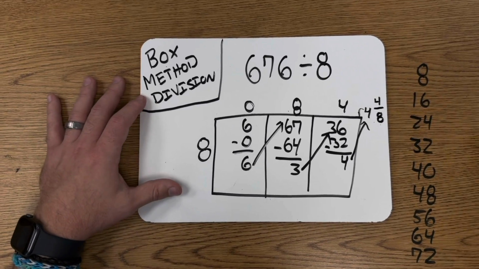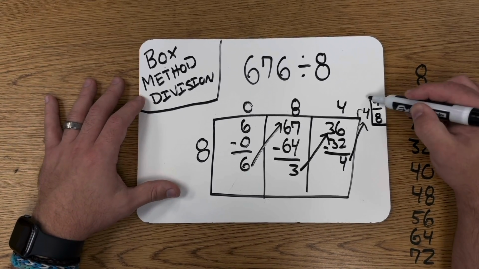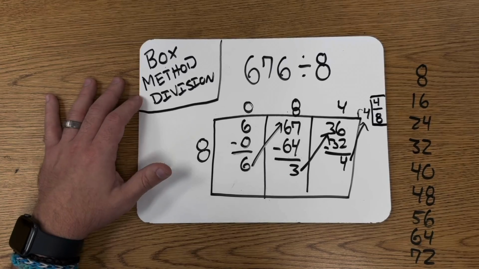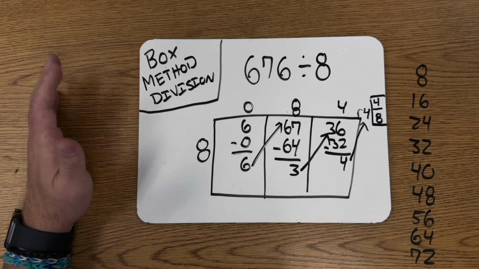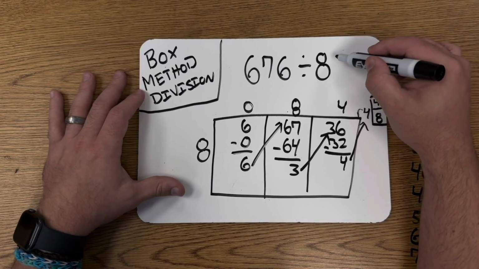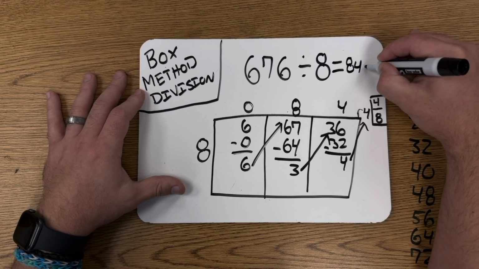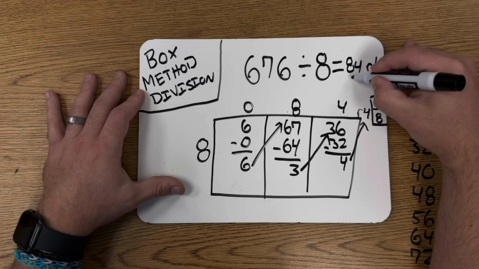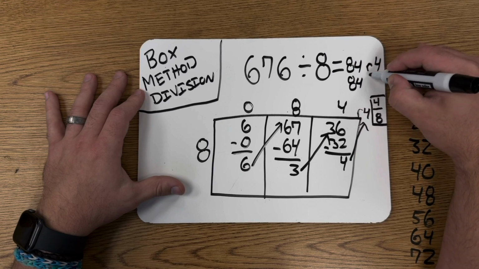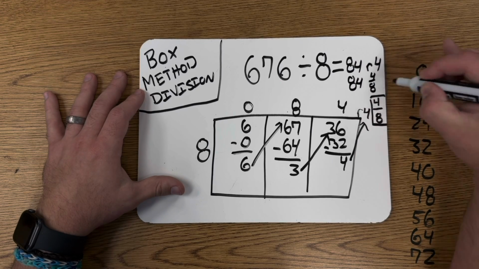4/8. Now in 4th grade, it is not required for students to simplify fractions. Yes, technically that would be 1/2, but it is not a requirement for 4th grade. So 676 divided by 8 is going to be 84 with a remainder of 4 or 84 and 4/8.